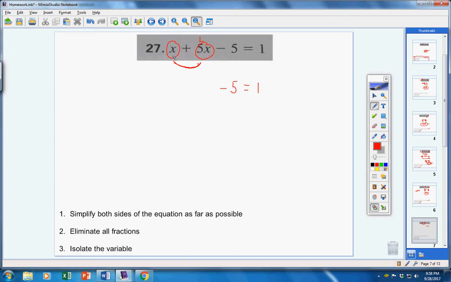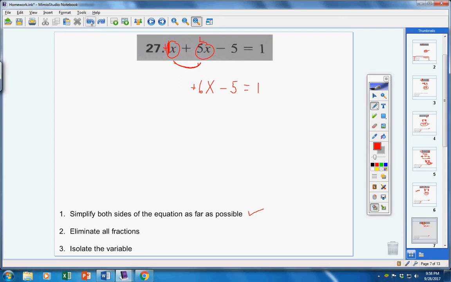I have an x term and an x term. So write your x once. There's a 1 here, even though you can't see it. Positive 1, positive 5, positive 6. There we go. Step 1 is done. I cannot simplify this any further. I have a constant term and an x term. They're unlike terms. Step 2, eliminate fractions.